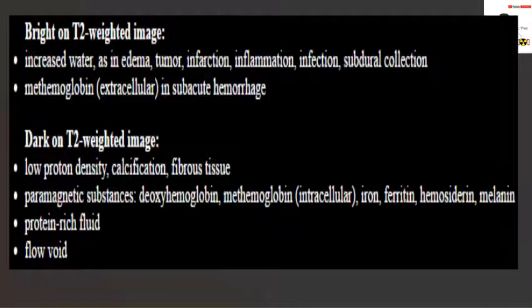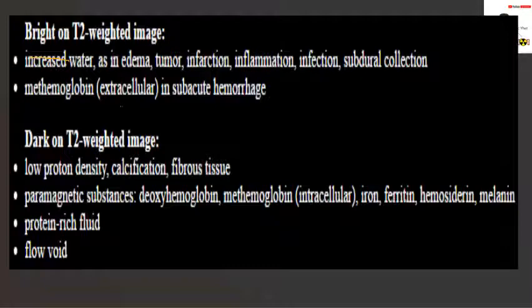Next, sa T2 weighted image, bright ang appearance ng increased water, as in edema, tumor, infarction, inflammation, infection, subdural collection. So, kanina, dark ang appearance sa T1. Pero sa T2, bright. Methemoglobin or extracellular and subacute hemorrhage.